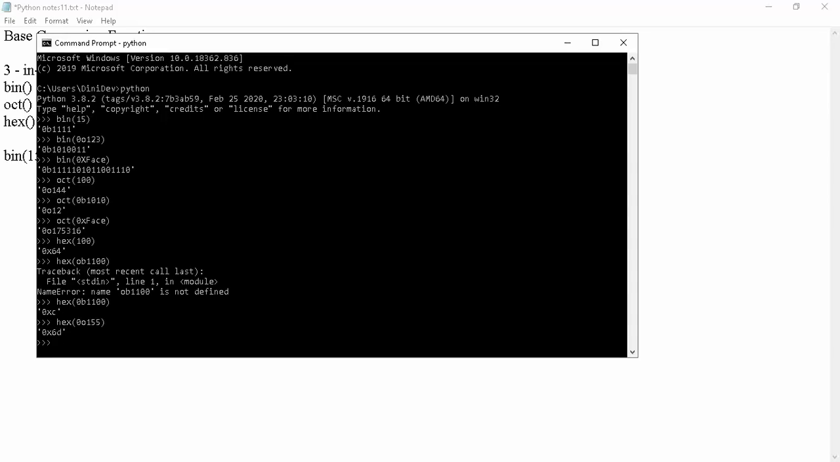Are you clear, guys? So by using these base conversion functions, bin(), oct() or hex(), we can happily convert from one base to another base, and these conversions happen only for integral numbers. Are you clear, guys? And if anyone asks what to do for decimal output: as I mentioned in my previous videos, the default output is decimal, so we need no function for that. Okay, thank you guys.